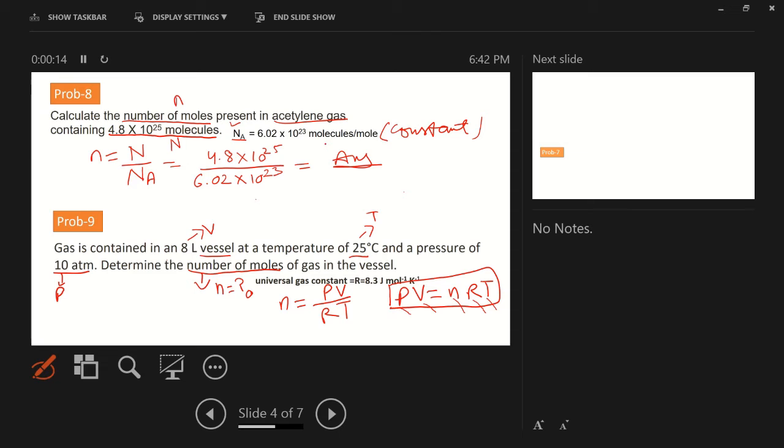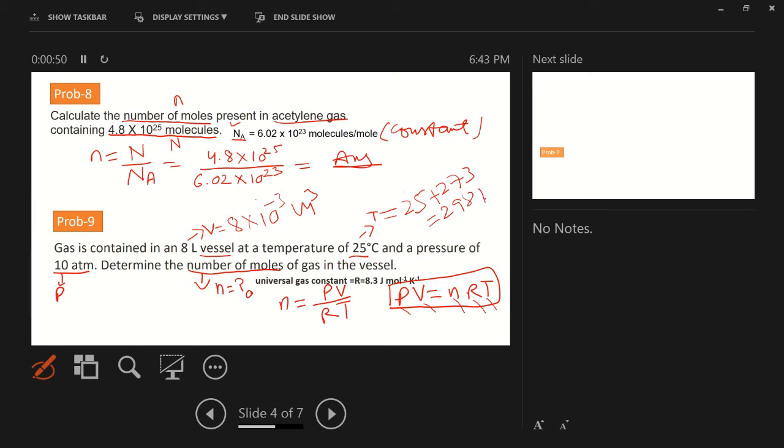So here we can use this formula, and you have to change this volume in meter cube. So this is 8 multiplied by 10 to the power minus 3 meter cube. So this way you have to change, and this temperature also you have to change. So this is 25 plus 273. So after adding, how much will it come?